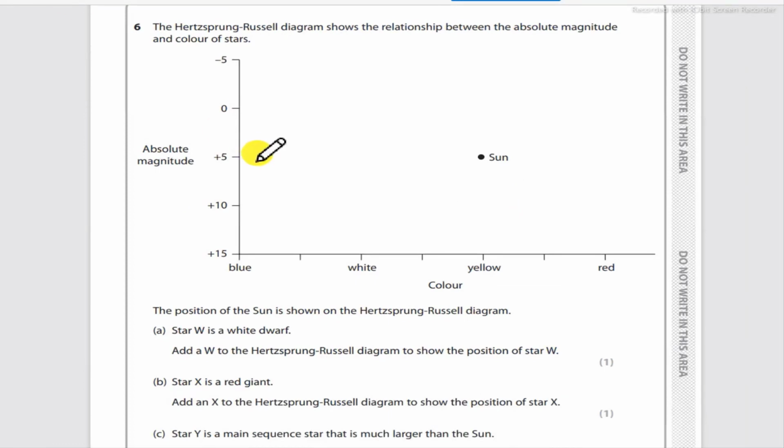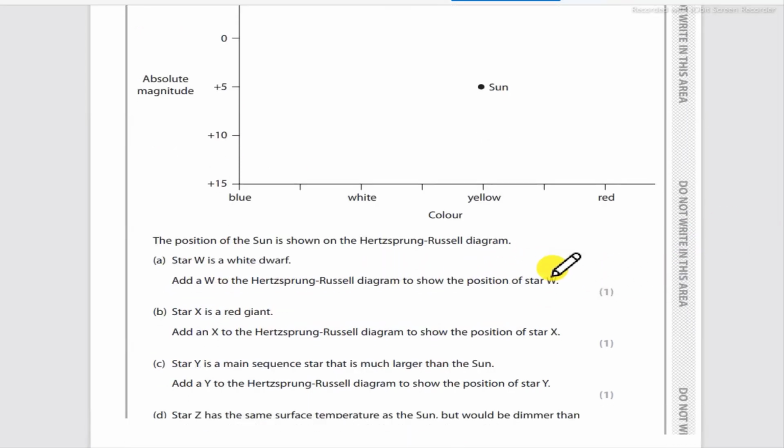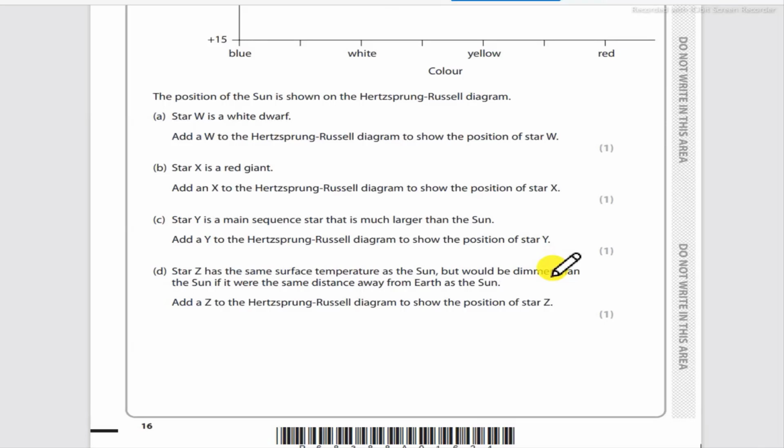Question number 6. The Hertzsprung-Russell diagram shows the relation between the absolute magnitude and color of stars. The position of the sun is shown on the Hertzsprung-Russell diagram.